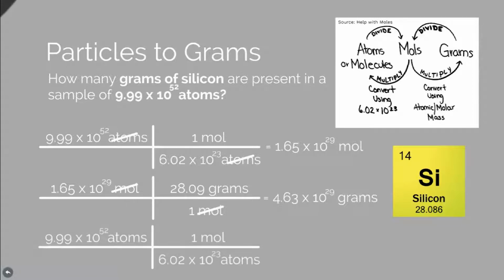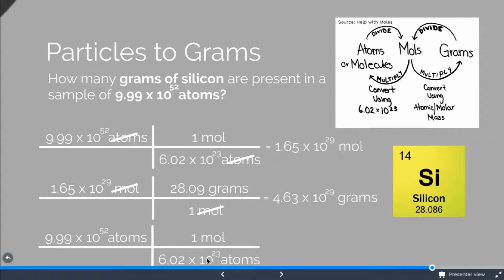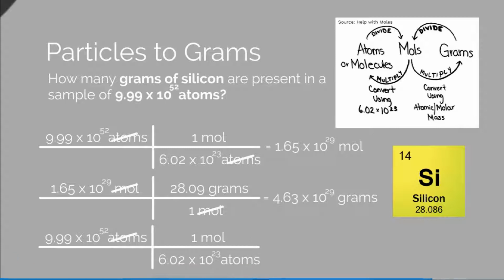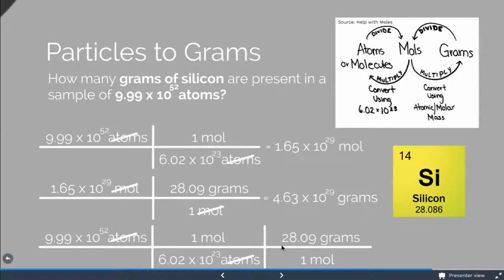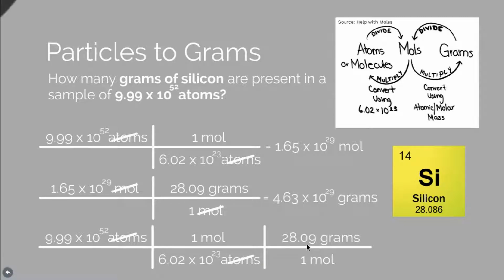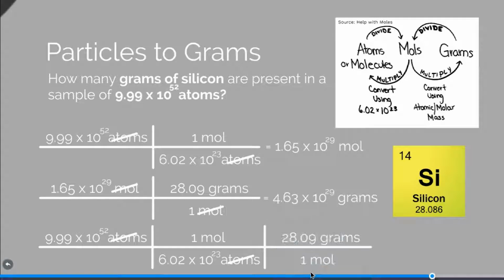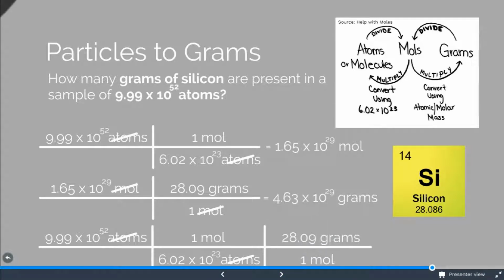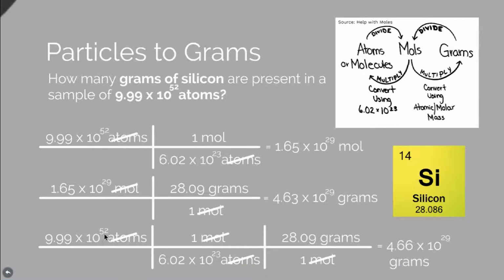So really, we could just cut out a middle step and combine these two problems, where we start with 9.99 times 10 to the 52nd power number of atoms, and we are dividing it by 6.02 times 10 to the 23rd number of atoms in this one. And then we can add a second step without even having to do this first calculation, and we just extend one more, where we go from 28.09 grams over 1 mole. In this case, the moles will cancel out, and then we can just take these numbers, 9.99 times 10 to the 52nd power times 28.09 grams divided by 6.02 times 10 to the 23rd power. And that will get us to the same answer.